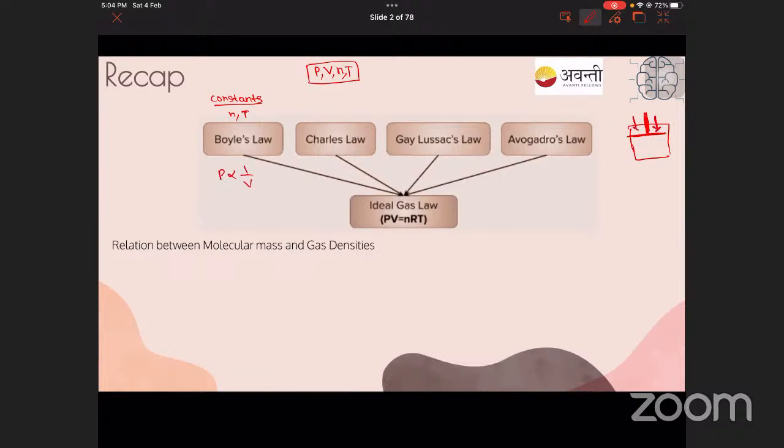If I'm increasing the pressure on this, what happens? The volume of the gas will decrease. If I'm decreasing the pressure, that means the piston will go up. At that time, what happens? The volume of the gas will increase. That's what we have seen.